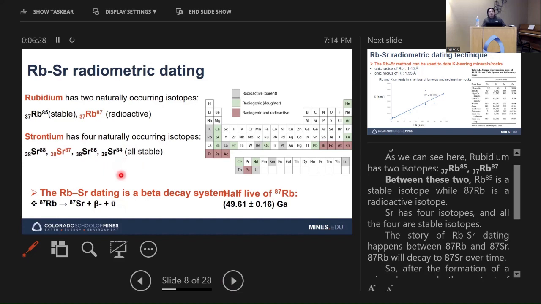So the story of rubidium and strontium dating happens between rubidium 87 and strontium 87. Rubidium 87 will decay slowly to strontium 87 over time. And because we know the decay rate of this decay system, if we know how much rubidium has decayed to strontium, we can back calculate the age of the system. So this is how rubidium strontium dating works.